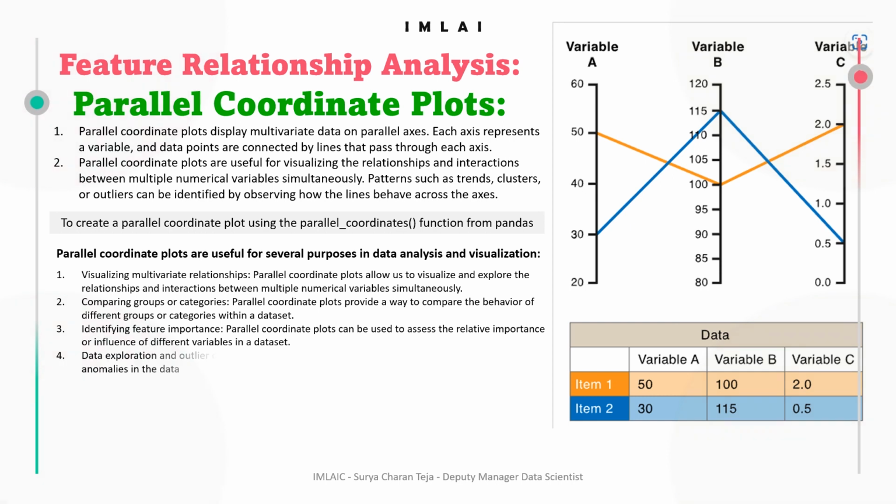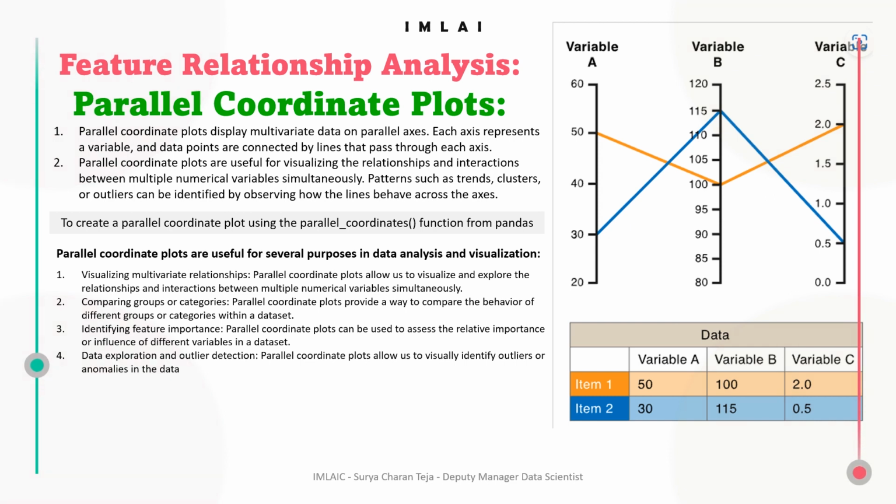And the next one, data exploration and outlier detection. Parallel coordinate plots allow us to visually identify outliers or anomalies in the data. Outliers appear as lines that deviate significantly from the general pattern or exhibit unusual behaviors across multiple variables. By visually inspecting the lines, we can spot these outliers and investigate further.